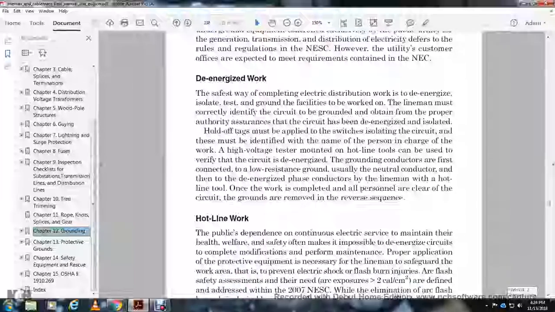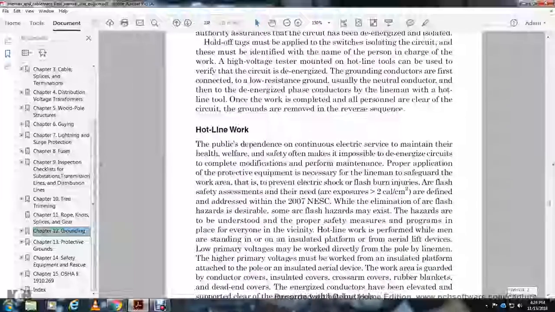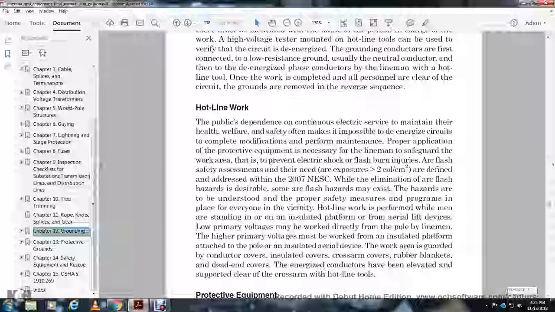Hotline work. The public depends on continuous electrical service to maintain their health, welfare, and safety. This often makes it impossible to de-energize a circuit to complete modifications or perform maintenance. Proper application of the protective equipment necessary lets the lineman work safely and prevents electrical fire and flash burn injuries. An arc flash safety assessment is needed where there may be an arc exposure greater than 2 calories per square centimeter, as defined in the NESC. Eliminating arc flash is desirable, but some arc flash hazards may exist.